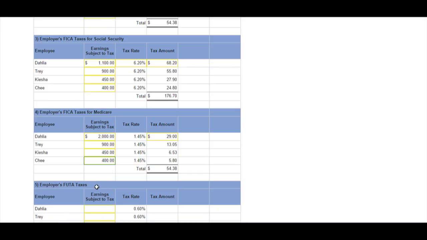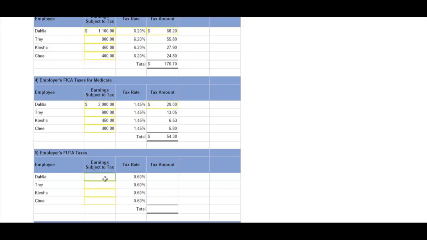Part 5. For FUTA, the employer has to contribute 0.6% of the first $7,000 each employee earns, because all but Chi have made more than $7,000. The only one we have to worry about is Chi. However, if you don't put in zeros, Connect will yell at you.